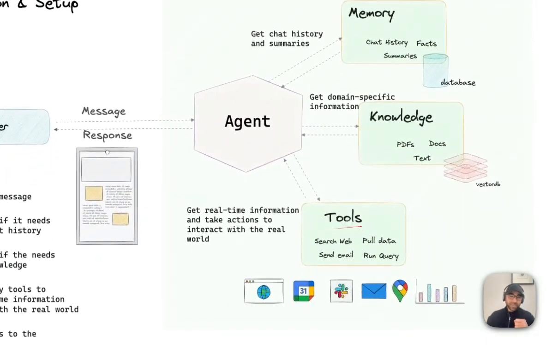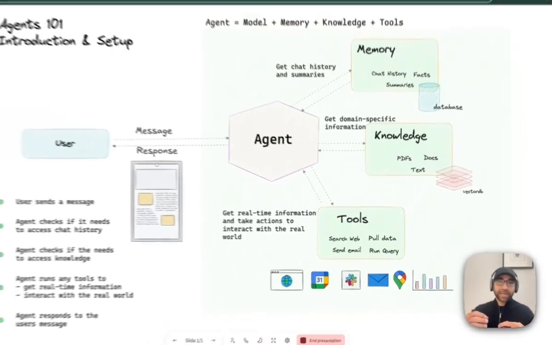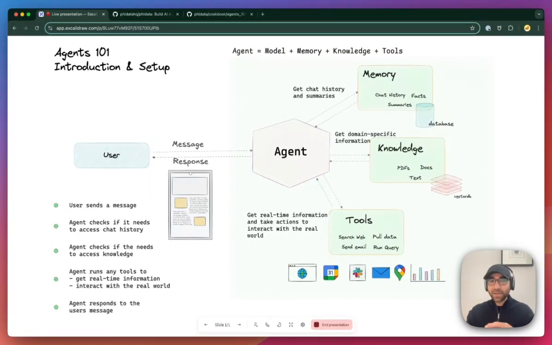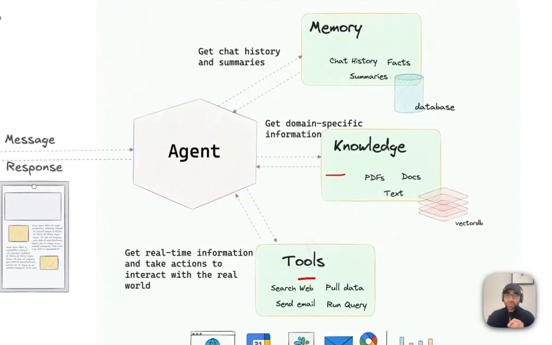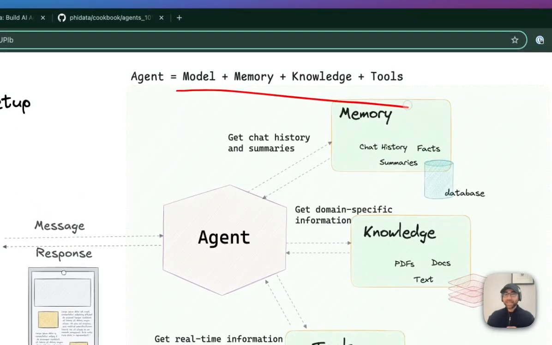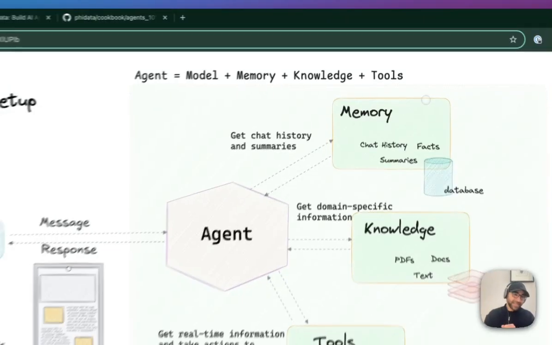By using tools, the agent's able to access real-time information by searching the web or querying an API, like pulling financial data. Or it's able to interact with the real world by sending an email, running a database query, or sending a Slack message. So with memory, knowledge, and tools, a language model becomes an agent. Now, without further ado, let's get into it.